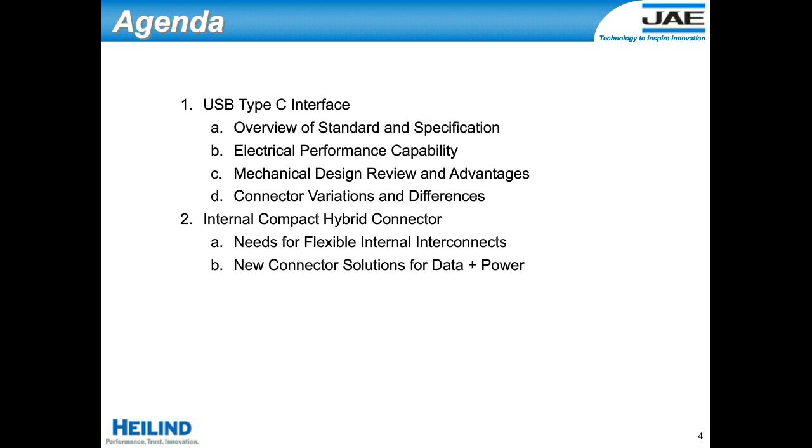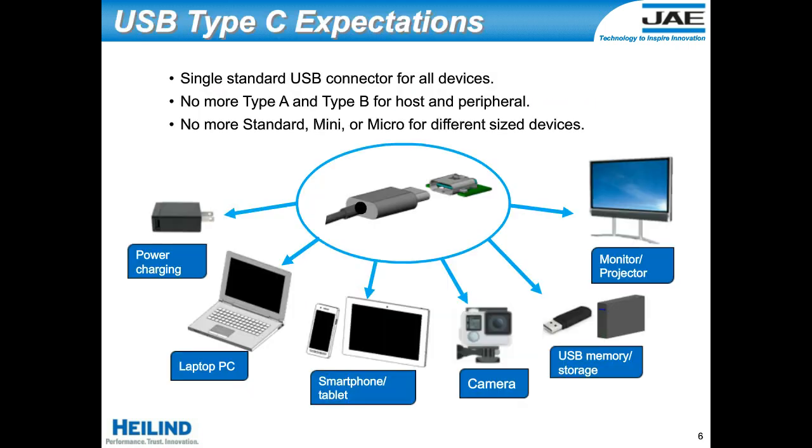So first off, obviously, we're going to start with the USB Type-C interconnect overview. The design targets and goals when the USB Type-C specification was being created were to have a single standard USB interface connector that can connect all devices. That means there would be no more need for different Type A and separate Type B connectors for the host and peripheral. In past devices, you had to have a different shaped connector at each end of the cable: one side would plug into the host device, such as a computer, and the other end would plug into your peripheral device, such as a smartphone, camera, or other type of device.